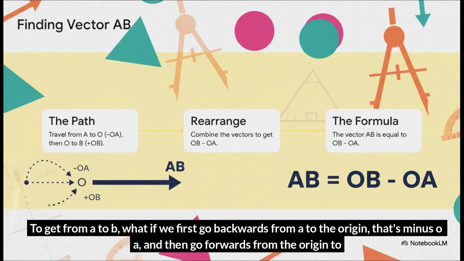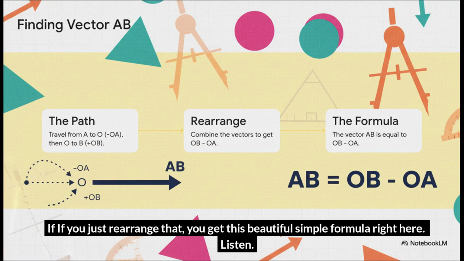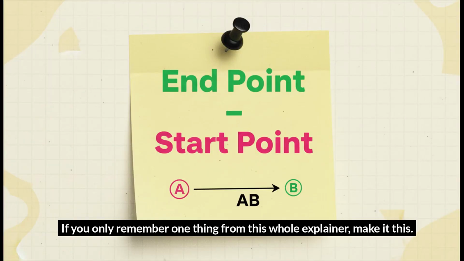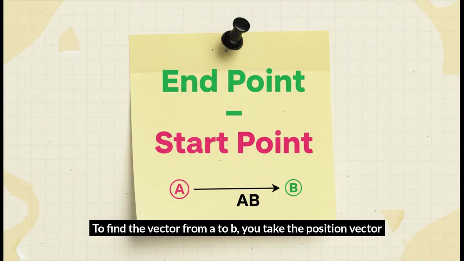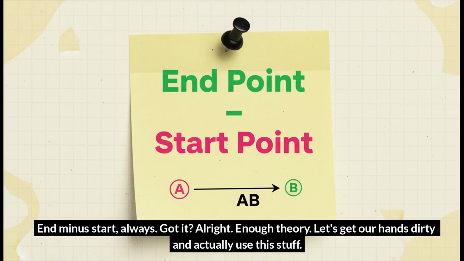Well, you can think of it like taking a little detour. To get from A to B, what if we first go backwards from A to the origin, that's minus OA, and then go forwards from the origin to B, that's plus OB. If you just rearrange that, you get this beautiful, simple formula right here. Listen, if you only remember one thing from this whole explainer, make it this. To find the vector from A to B, you take the position vector of your destination, B, and subtract the position vector of your start, A. End minus start, always. Got it?